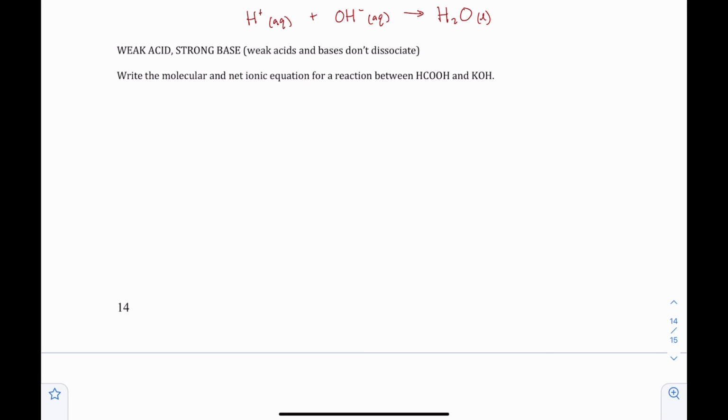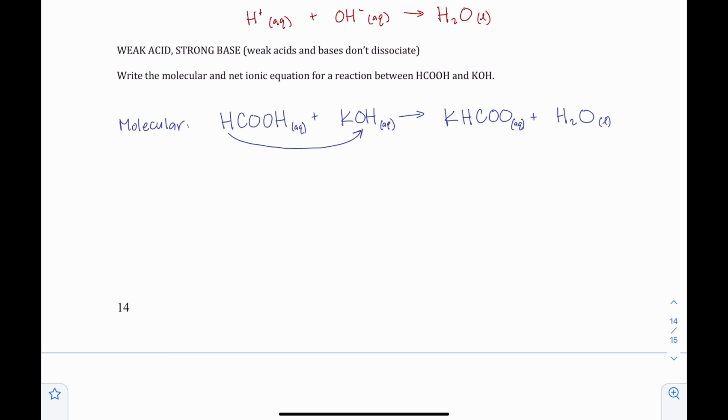The last example gives us formic acid, which is HCOOH, and potassium hydroxide. The acid donates H+ to the base to form water and the ionic compound potassium formate.